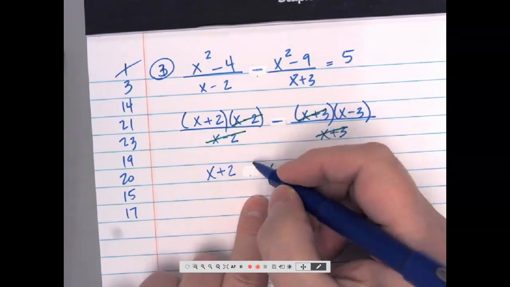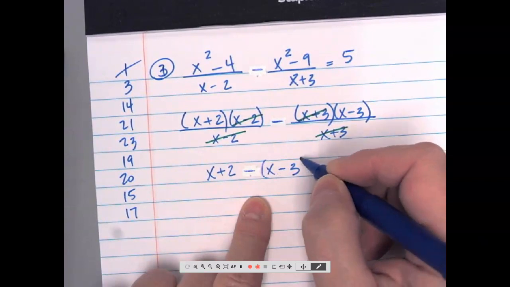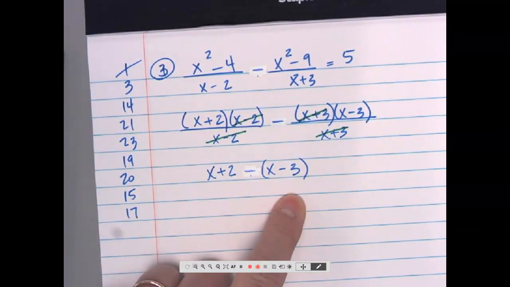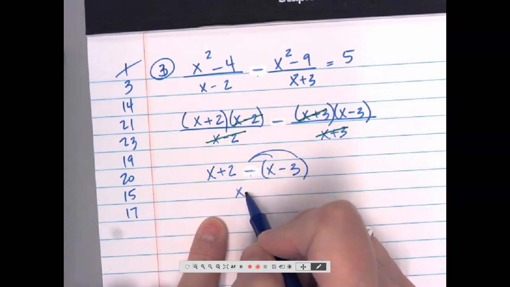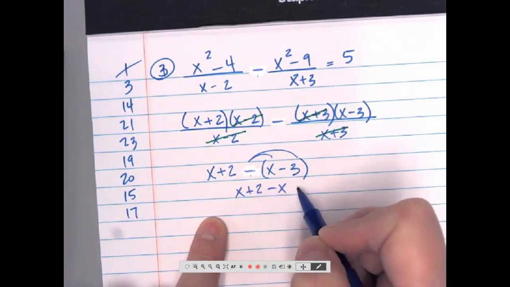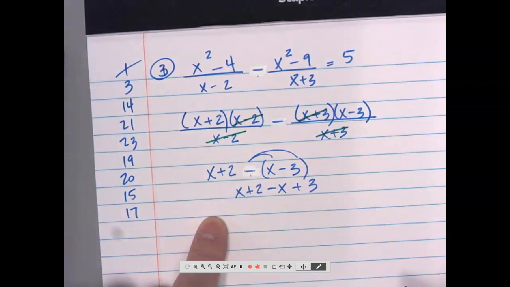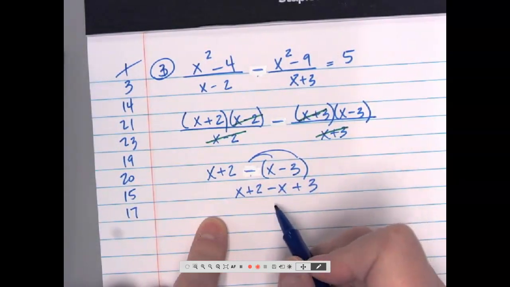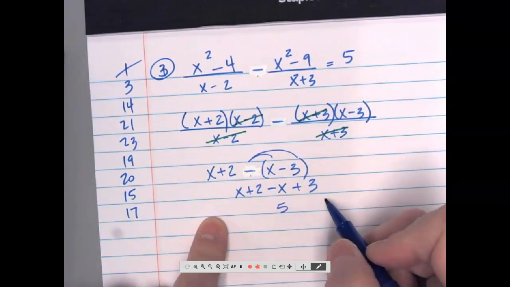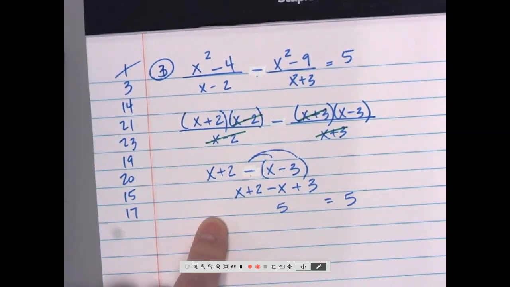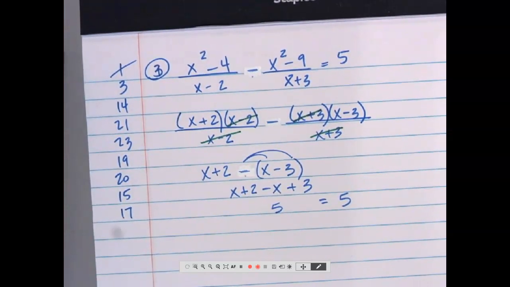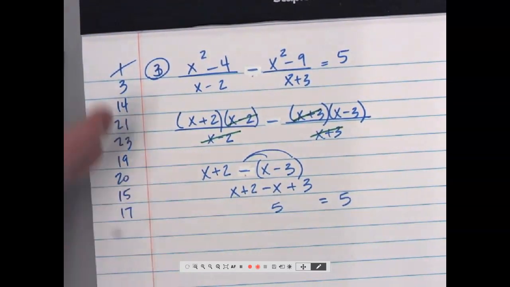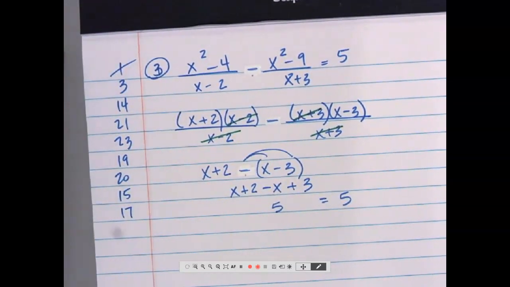Okay, so I'm going to leave it this way first. Minus x minus 3. Then I'm going to distribute that negative and get x plus 2 minus x plus 3. X minus x is 0, so that is 5. Voila, that is what I was looking for. Your work is your answer on this. So that whole thing is your answer. Okay?